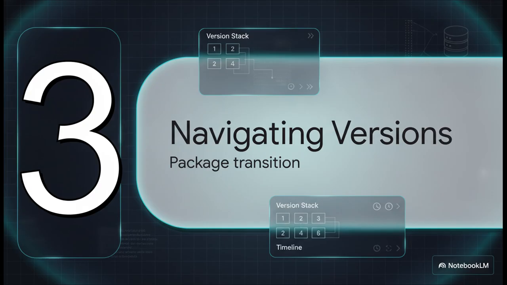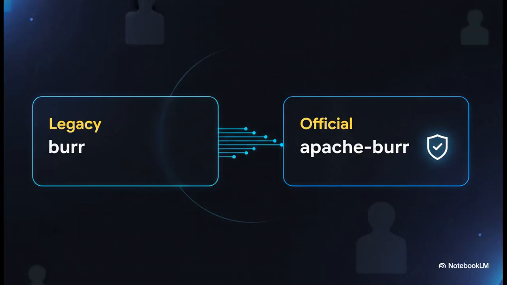Next up, Section 3, Navigating Versions. Okay, this naming transition is absolutely crucial if you're out there piecing together tutorials. If you stumble across older materials from, say, early 2024, you'll see the package just called Burr. Now, those pre-incubator releases are historically useful, sure, but do not confuse them with the official project. Now that Burr is under the Apache Software Foundation's governance, all new projects, literally every new install must use the official package name, which is Apache Burr.